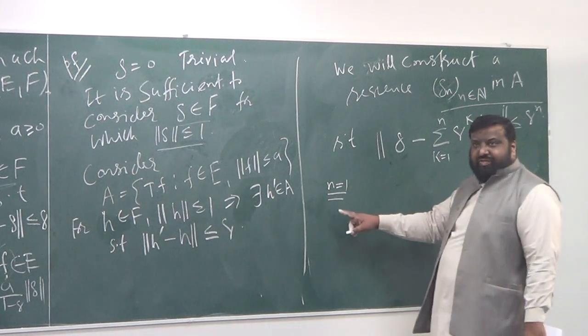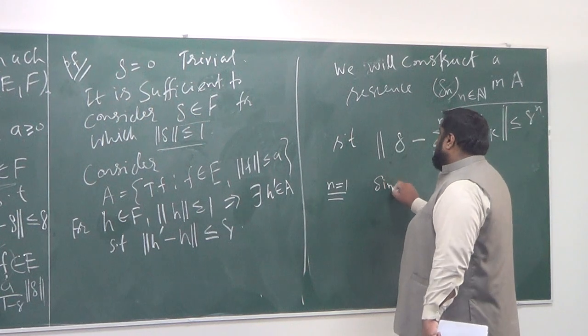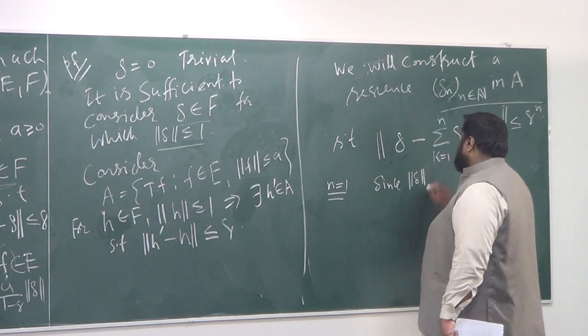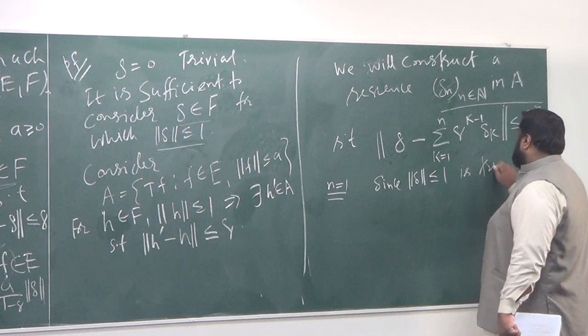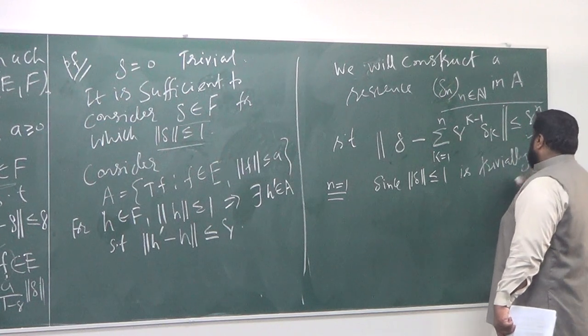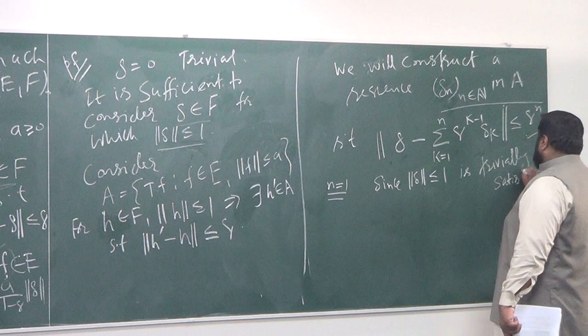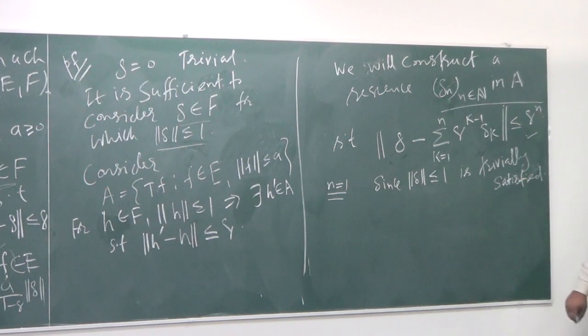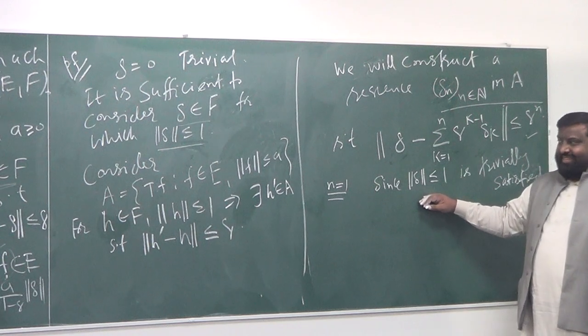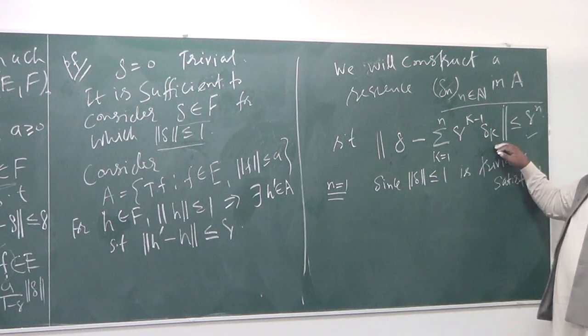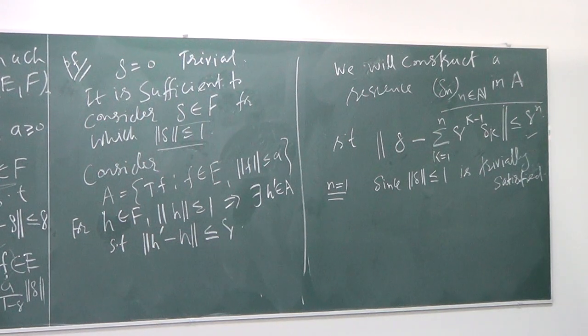I'm saying that for n equal to 1, since the norm of G is less than or equal to 1, this inequality is trivially satisfied. Who agrees with me and who doesn't agree with me? Why is this trivially satisfied?